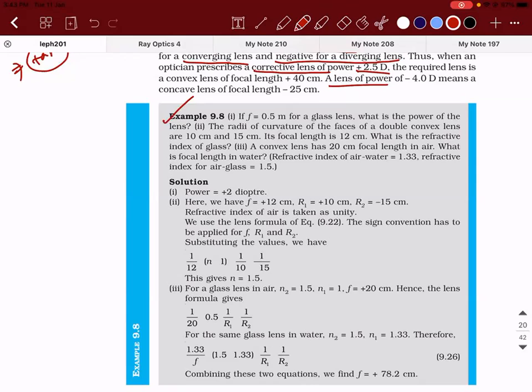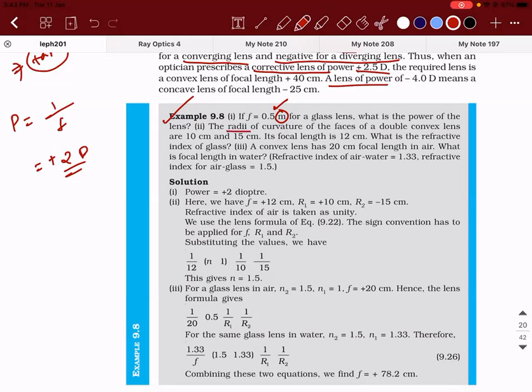So let's try this problem. You guys try this. If f is equal to 0.5 meter for a glass lens, what is the power of the lens? Power is equal to 1 divided by f, because f is given in terms of meter. So it is going to be 2 diopter. Right? Since the focal length is given positive, power will also be positive. So that is the first part of the question.